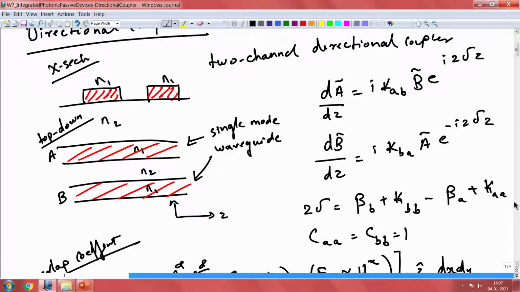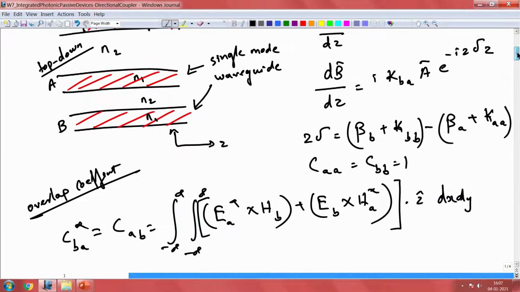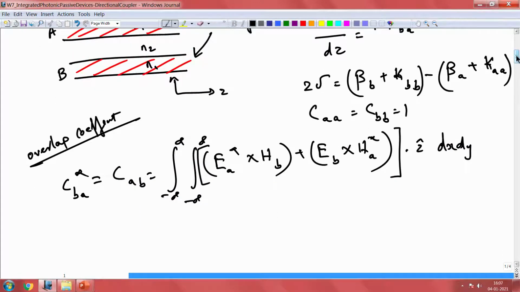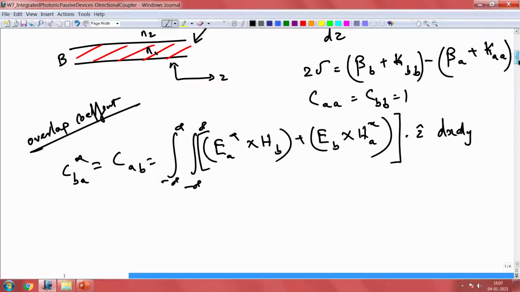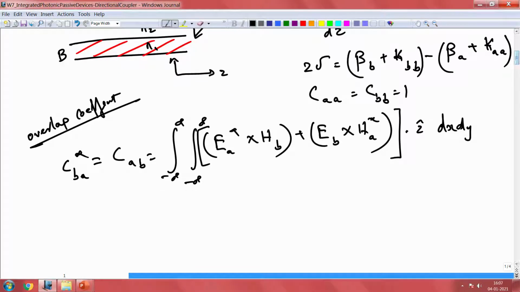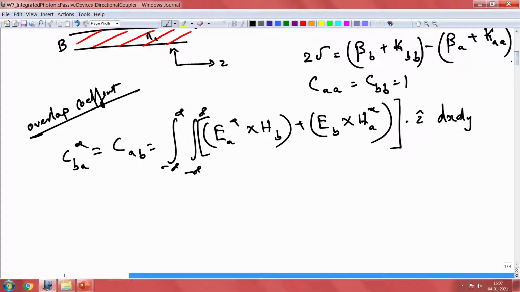So, now we want to understand how one could use this understanding in order to couple light between these two, to transfer energy. The other thing that we saw was the overlap integral. That is something that we are also very clear about. So, one can write this overlap integral from the 2 different fields, the field in A and the field in B, that is the overlap coefficient.